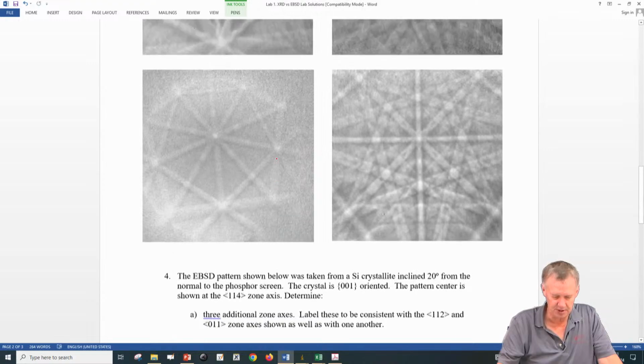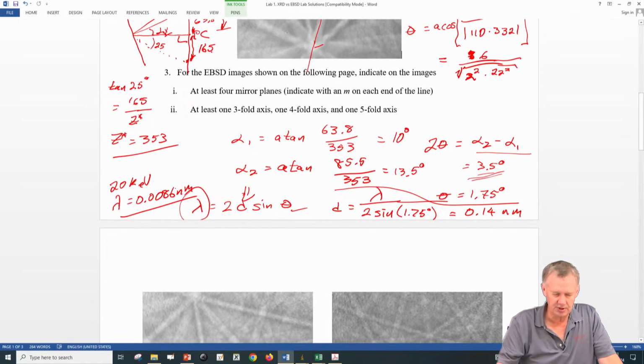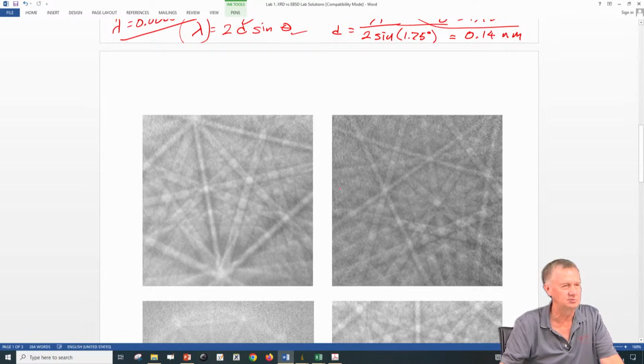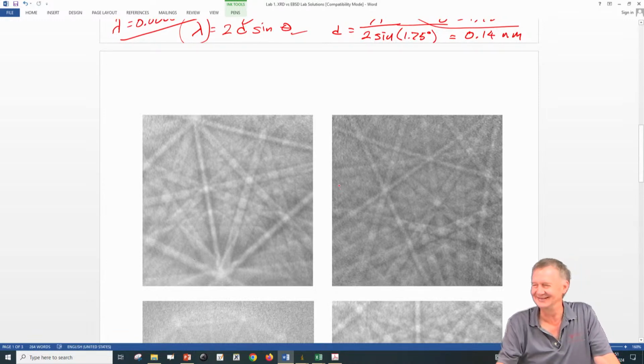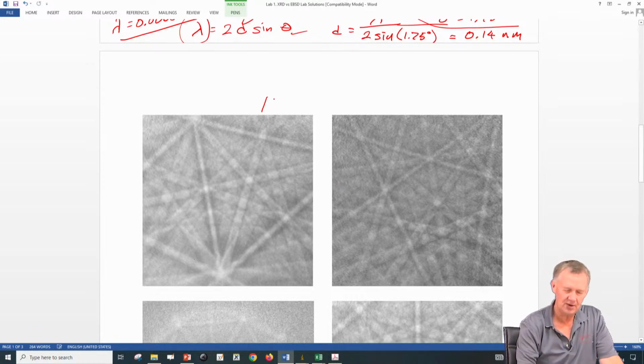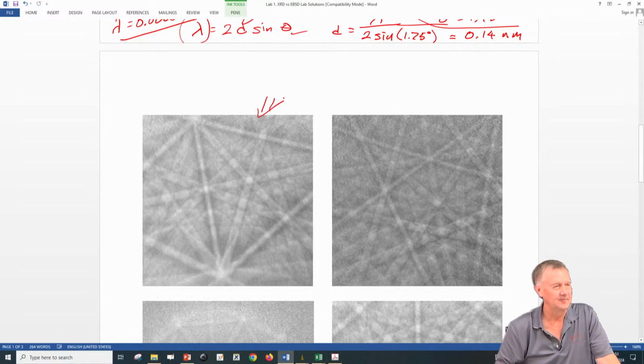That's what that means. Okay, the next one then, EBSD images shown on the following page indicate mirror planes, a 3-fold, a 4-fold, and a 5-fold axis. Does anything have a 5-fold axis? No. Not really. I like that one though. Okay, this is the pattern we were just looking at with aluminum, right? So somebody indicate where a mirror plane might be. We've already discussed, but there were fewer people in the room when we did that.